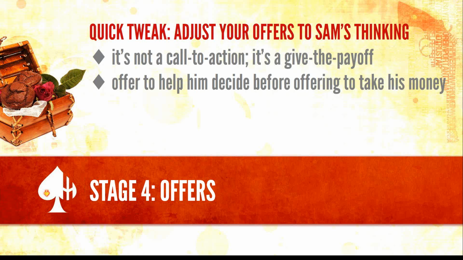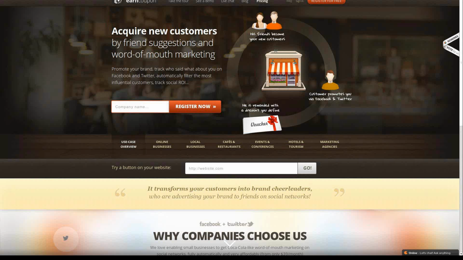So here is a company which is some kind of marketing company, acquire new customers by friend suggestions and word-of-mouth marketing, and you can register now. Now if you look up the top, you'll see that you can actually register for free. The problem is that's way out of Sam's eyepath, and the register now link is what he's looking at, and he doesn't know what's involved in registering now. He doesn't know what kind of commitment he's going to be asked to make. He doesn't know how much money he's going to have to spend. And so he's likely to say, nah.